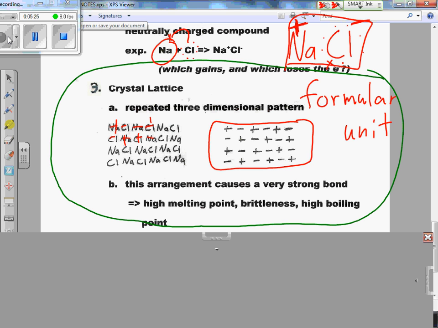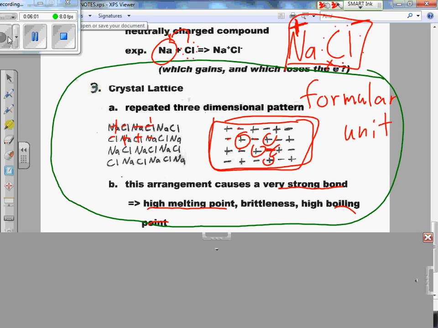Now this is different than our covalent compounds. So our covalent compounds, we're going to get something that's called, well, before we go into that, because of the way this structure is, like look at this guy. How many negatives does it have around it? It's like locked into place. Or look at this guy. How many positives does it have around it? It's like locked into place. And because of that, then we have this high melting point and high boiling point. And we have a very strong bond because they're all locked into place.